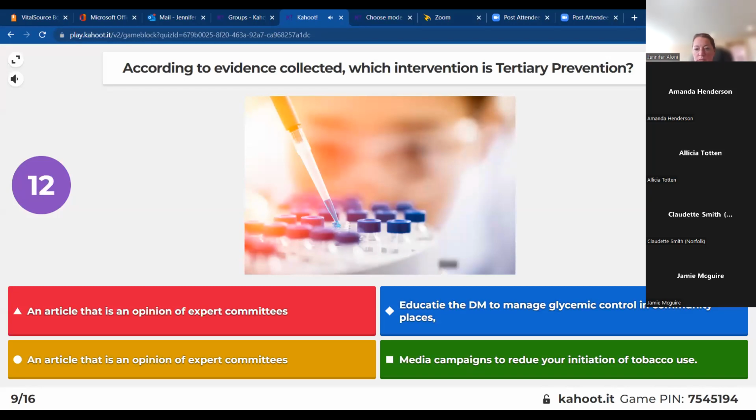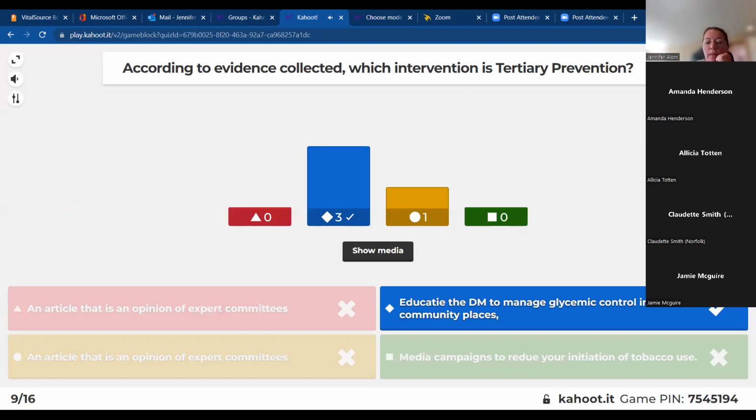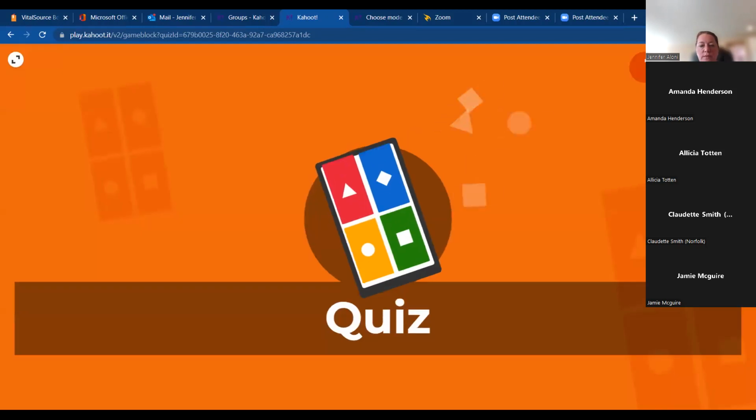Remember tertiary, what that's going to be. Well, that took a while. We only got 4 answers. Remember, when you're a tertiary, you're dealing with treating. Okay. So somebody said an article that's an opinion of expert. You're not really doing much prevention there on a tertiary level because you're not doing any treatment, right? It's just an article. Sorry, it says educate. Educate. Maybe that's why it was confusing.